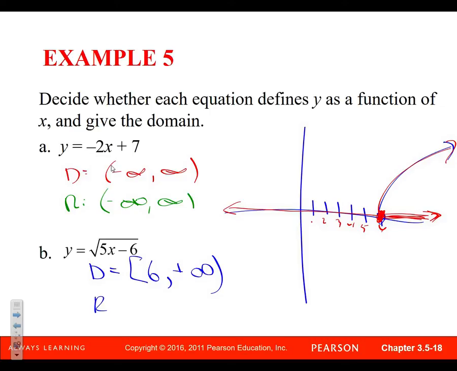Okay, let's talk about range. I'm looking at this one now. This is the up and down business. Do I have any values down here in the negative area? No. What's the smallest y I have? 0. Good. So I go from 0, where does it go to? Positive infinity. Beautiful. So there's your domain and your range.